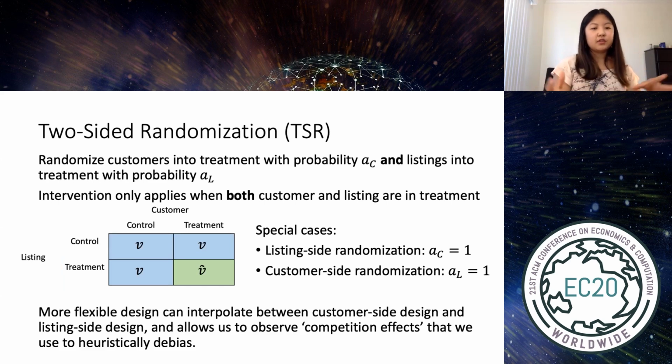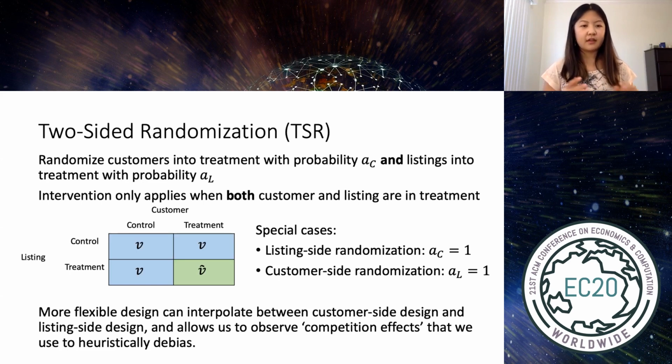What this allows us to do is interpolate between customer side designs and listing side designs. So we can now say things like, if the demand is relatively high, then listing side experiments are good, and so we can run a two-sided experiment that's closer to a listing side experiment. And in other areas of the market, we can run a two-sided experiment that's closer to a customer side experiment. We talk about how we do this in the paper. Happy to take questions though.